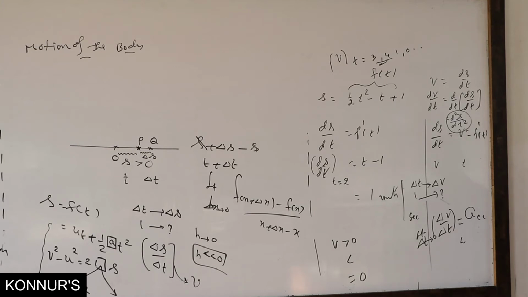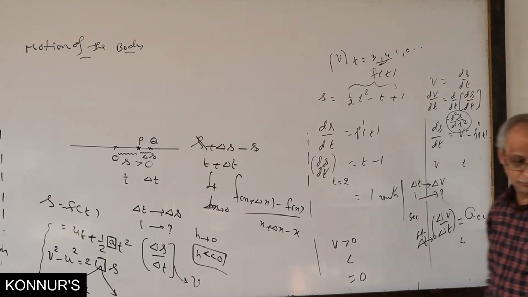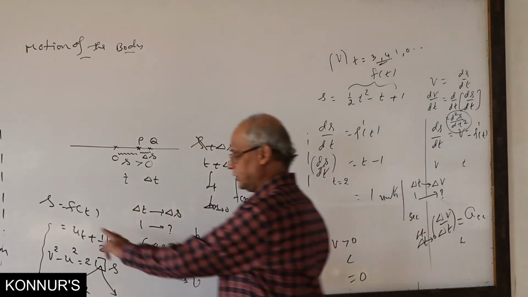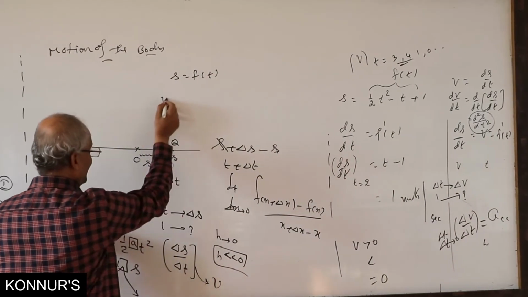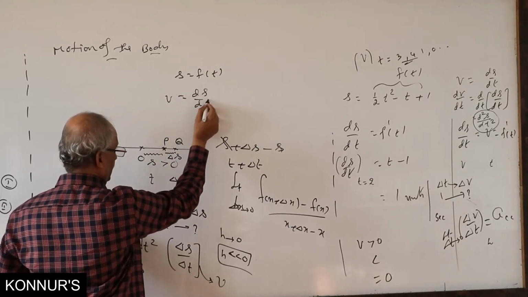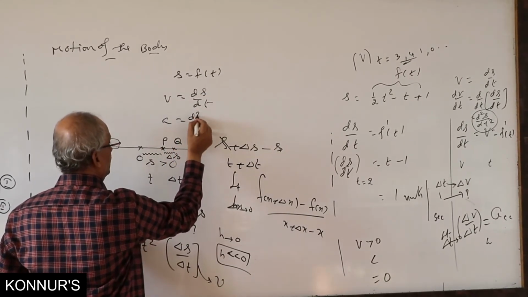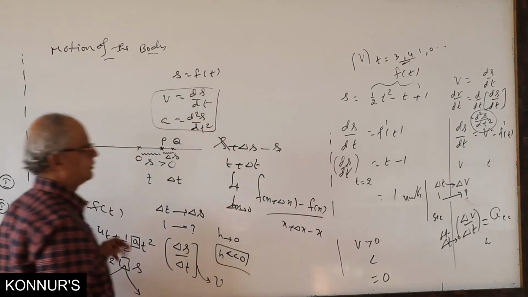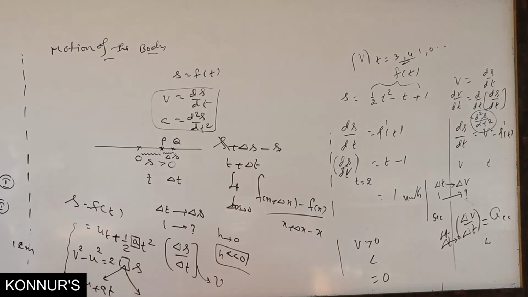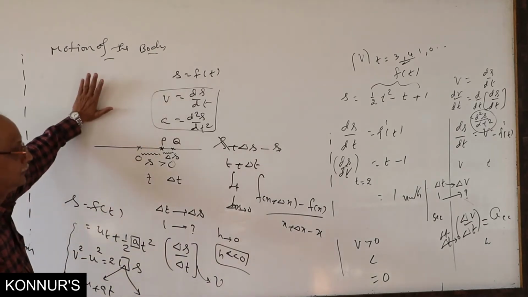Finally, for a given relation s equal to f of t, velocity is ds by dt and acceleration is d square s by dt square. This is our final result in this direct problem. They will give you the value of p. Everything is possible. Okay. Over.